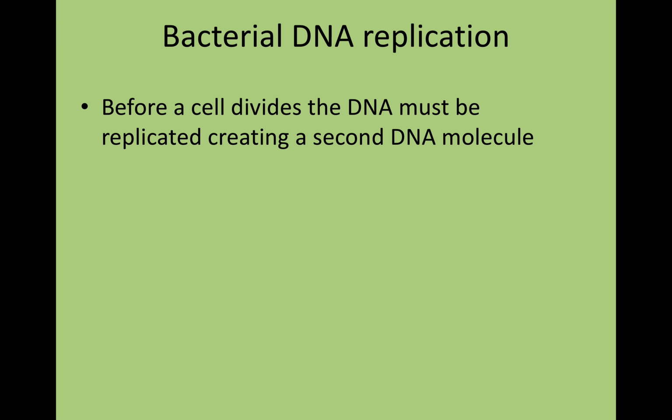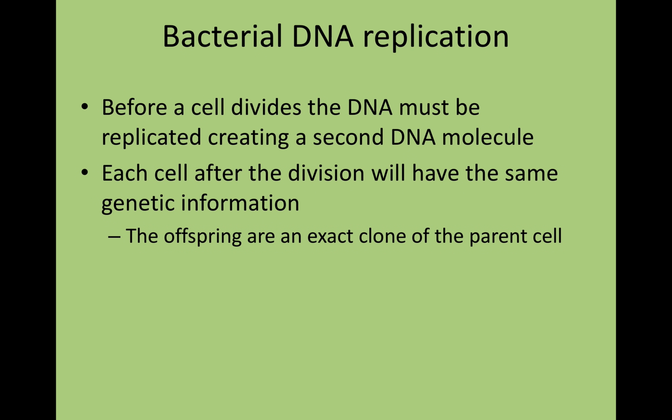Before a cell divides, the DNA must be replicated, creating a second DNA molecule. So basically, DNA replication is needed for reproduction. Each cell after the division will have the same exact genetic information. So the offspring, quote-unquote offspring, are exact clones of each other.